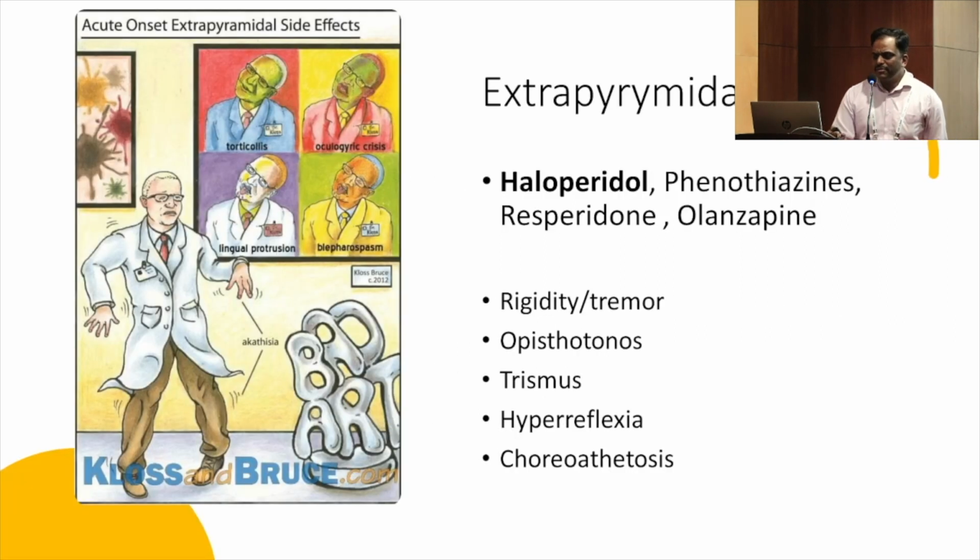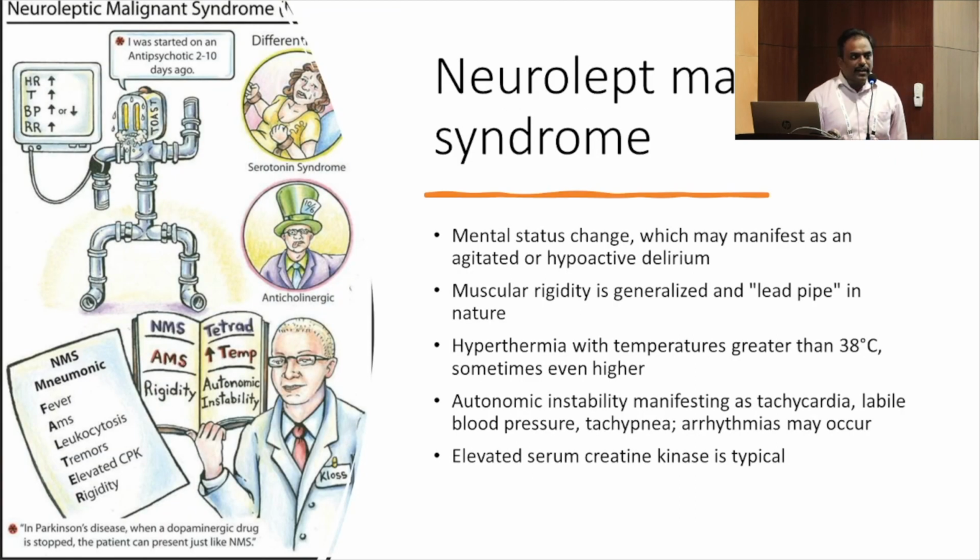Extrapyramidal symptoms, mainly rigidity, opisthotonus, trismus, hyperreflexia. And then at last you will come to neuroleptic malignant syndrome with 4 cardinal symptoms, that is altered mental status, increased temperature, rigidity and autonomic instability. As you could see, it's a lead pipe rigidity with a brain which has gone toast. So the differential diagnosis for these things would be serotonergic and anticholinergic.